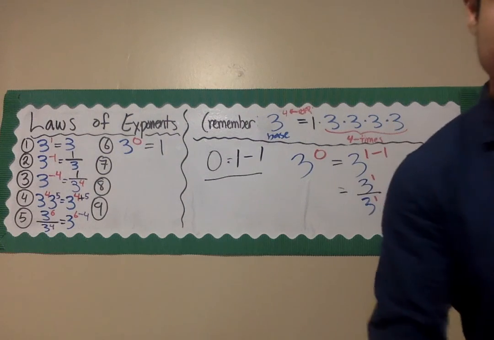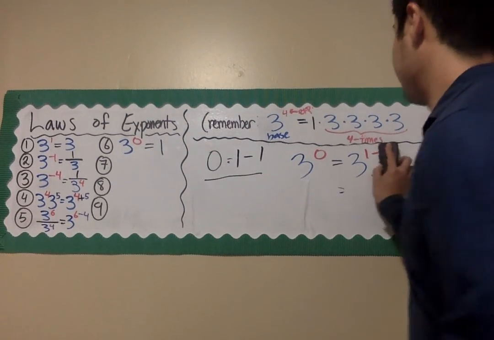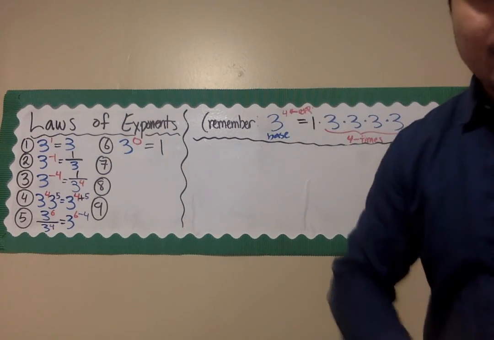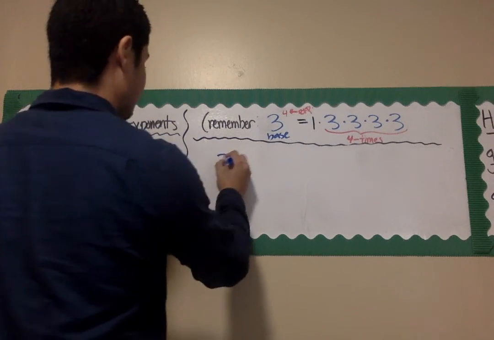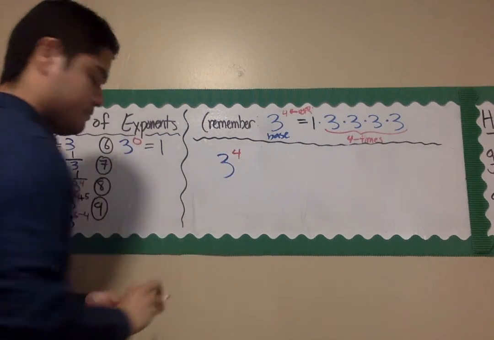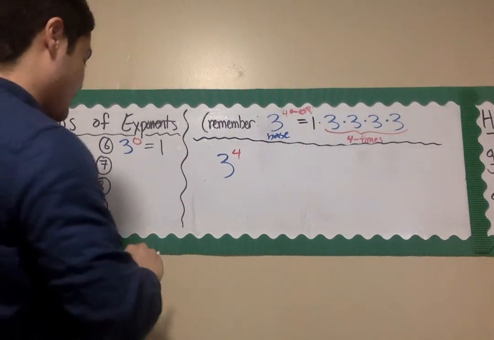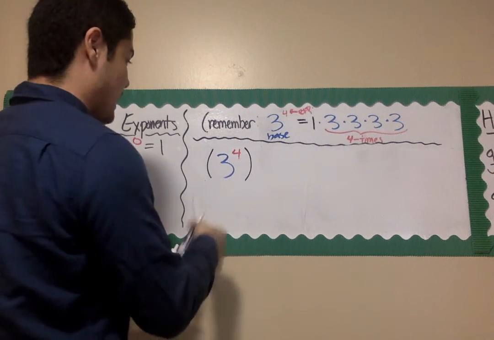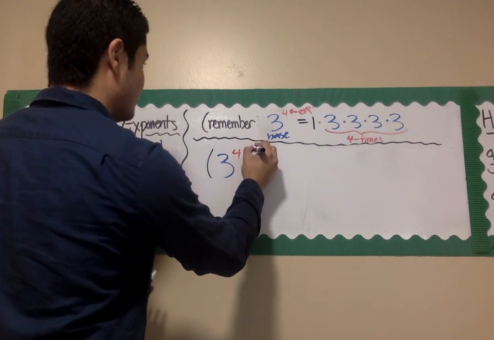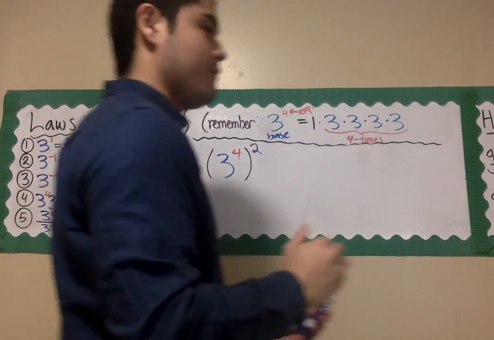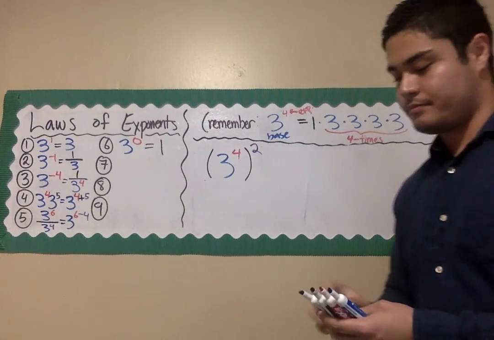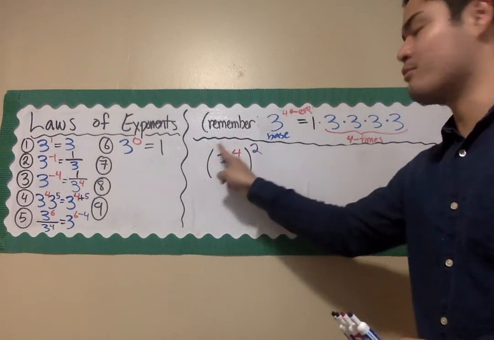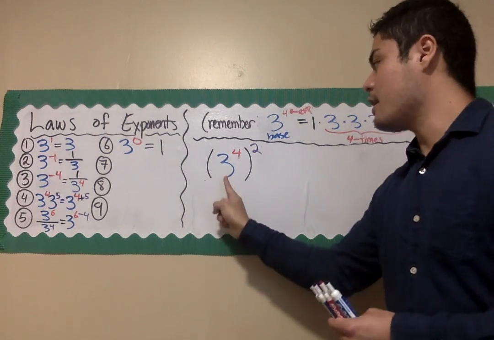All right, law number 7. Now let's say we have 3 to the power of 4. And we're going to take the whole thing and raise it to another power. We're going to raise it to the power of, let's say, 2. 3 to the power of 4, that whole thing to the power of 2. So what the heck could that mean? Well, let's use PEMDAS. We're going to do the stuff inside the parentheses first, and then we're going to do the rest. 3 to the power of 4.